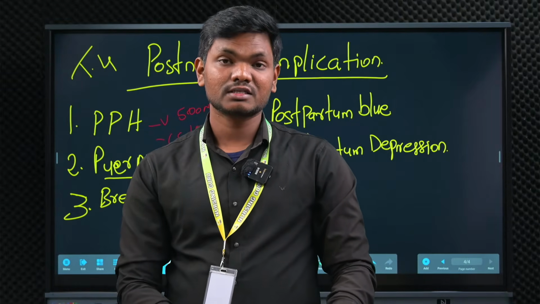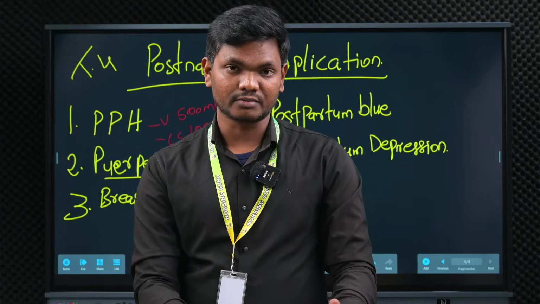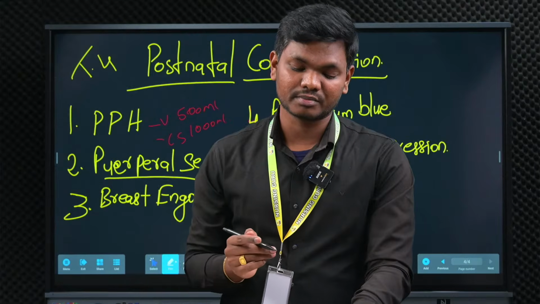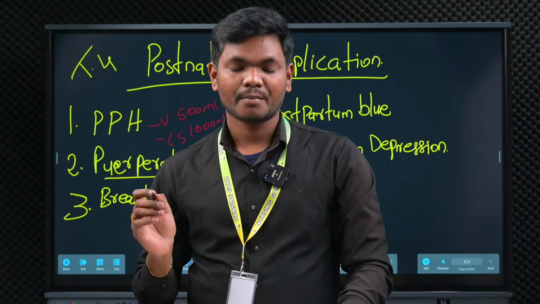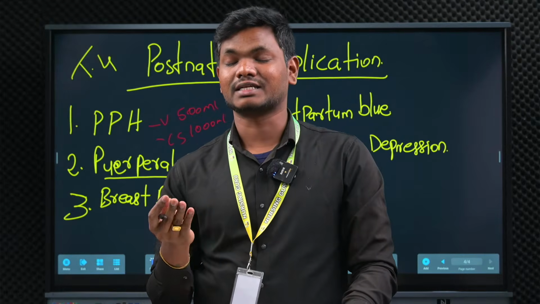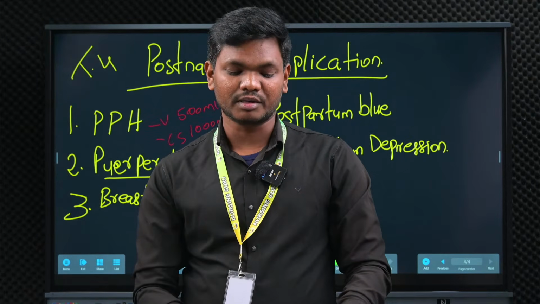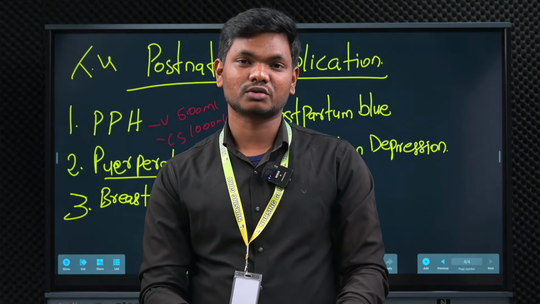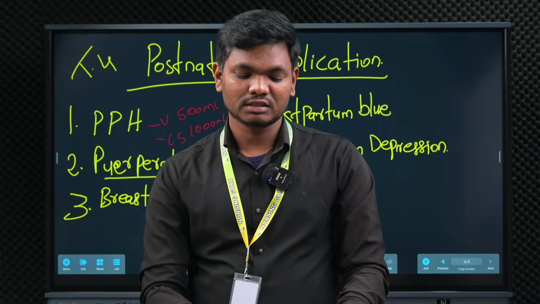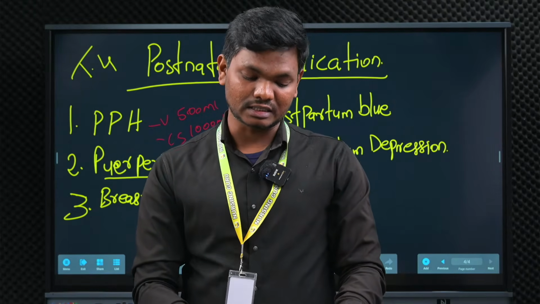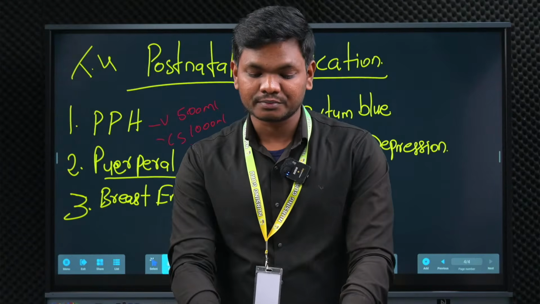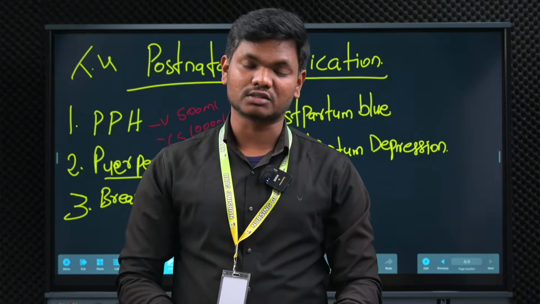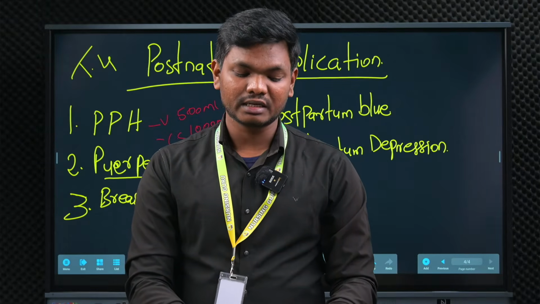The nursing management includes monitoring the vital signs, especially temperature, because elevation of body temperature is there. Temperature, pulse rate, respiration rate and blood pressure should be monitored, and assess the uterine tenderness and lochia. Lochia should be examined and checked. Observe the lochia, that is the vaginal discharge, and observe for signs of complication. Any other complication present or not should be checked.